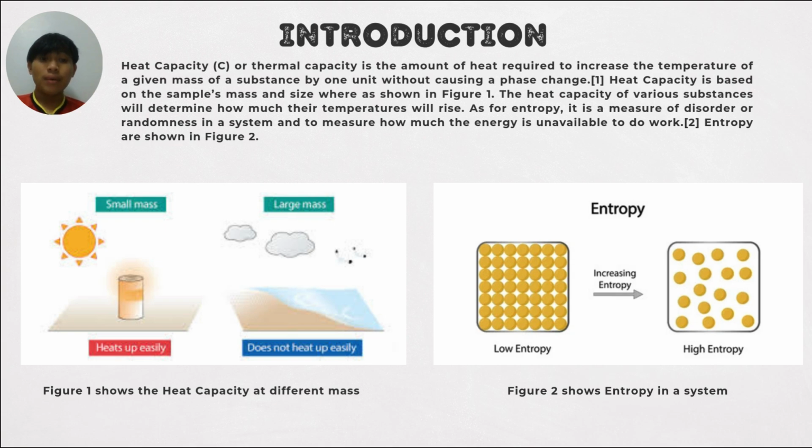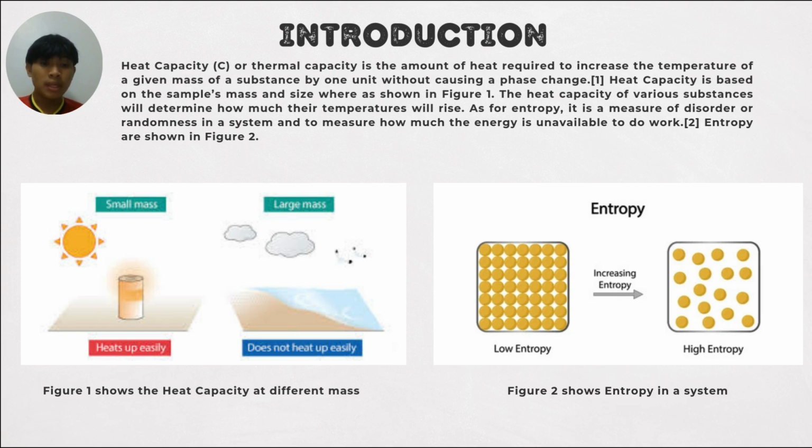Okay, so right now we're going to go to the introduction. We have heat capacity and also entropy. Heat capacity, or thermal capacity, is the amount of heat required to increase the temperature of a given mass of a substance by 1 unit without causing a phase change. Heat capacity is based on the sample's mass and size, as shown in figure 1. As you can see, if the mass is small, it heats up easily, and if the mass is large, it does not heat up easily. The heat capacity of various substances will determine how much the temperature will rise.